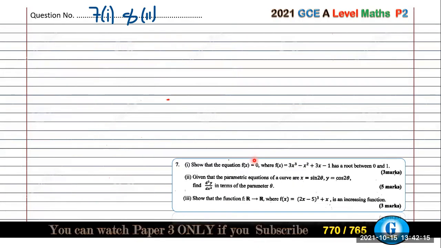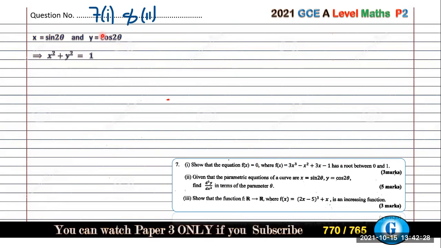So alternatively, we know that we can convert this. This is like the equation of a circle with radius 1. We know that x is equal to sine 2 theta and y is equal to cos 2 theta. If we square both sides, we will see that x squared plus y squared is equal to 1, right? Yeah, because sine squared theta plus cos squared theta is equal to 1. So therefore, x squared plus y squared will be equal to 1.